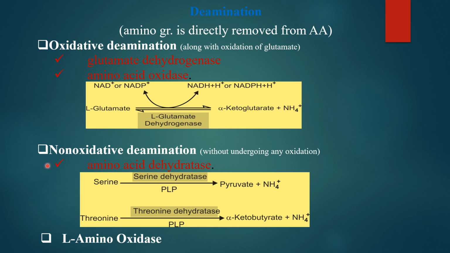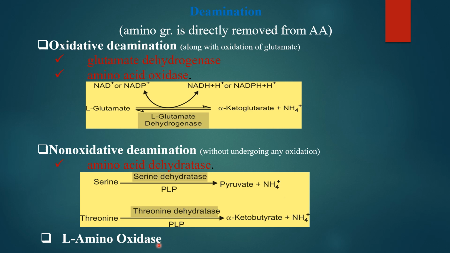The second is non-oxidative deamination. In this, there is no role of NAD or NADP. For example, serine or threonine. The dehydratase enzyme is there. It also requires the presence of PLP. It converts them into the corresponding keto acid. For serine, it is pyruvate and ammonia is lost. And for threonine, it is alpha ketobutyrate and ammonia is also released. So these are two ways, oxidative and non-oxidative ways, of deamination reaction.